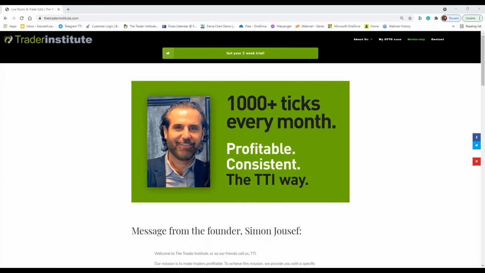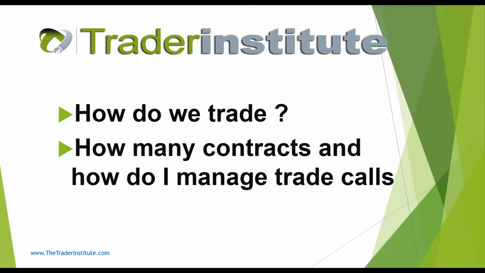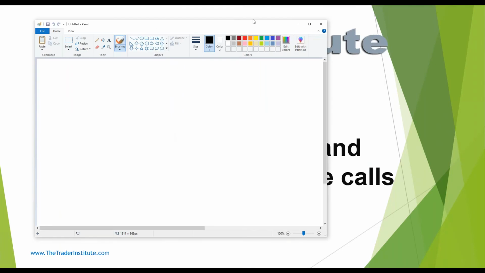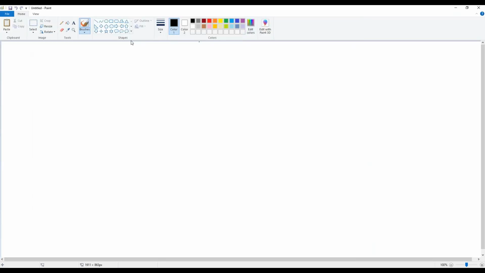Okay, so talking about the strategy, how do we trade, how many contracts, and how do I manage trade calls? I'll give you an example, and please pay attention, because I will go over a few things that you need to know, including volume profile. Let's assume that the market is going up. Let's assume this is the NASDAQ, NQ. I trade it sometimes. I do forex. I do futures. We do a lot of things.